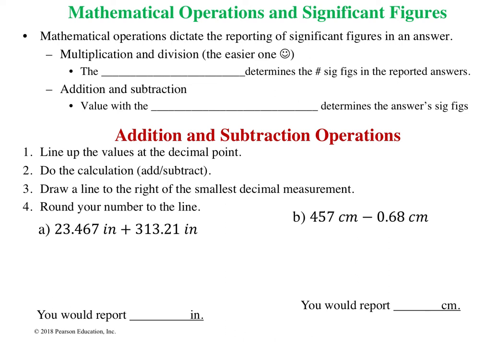So when we have multiplication and division, these are nice. They're easiest to calculate, but kind of hardest to explain. So we're going to use the least precise measured value. So that means the number with the lowest amount of sig figs.